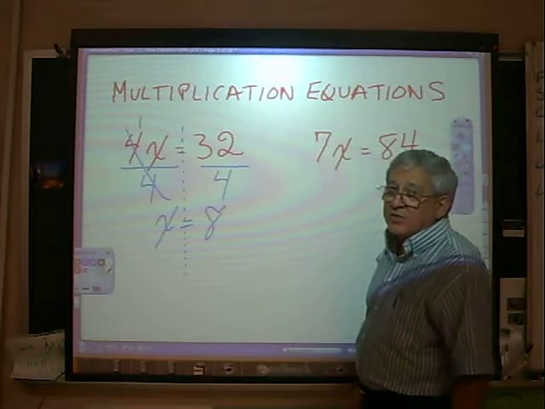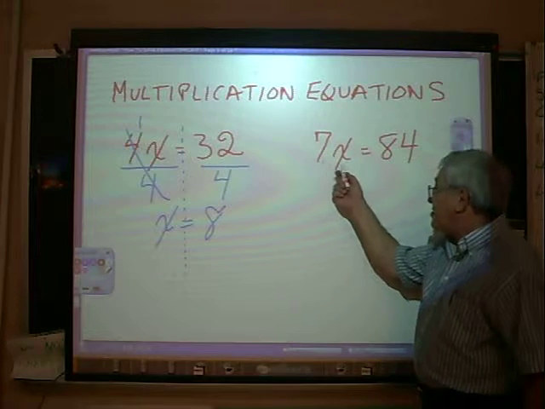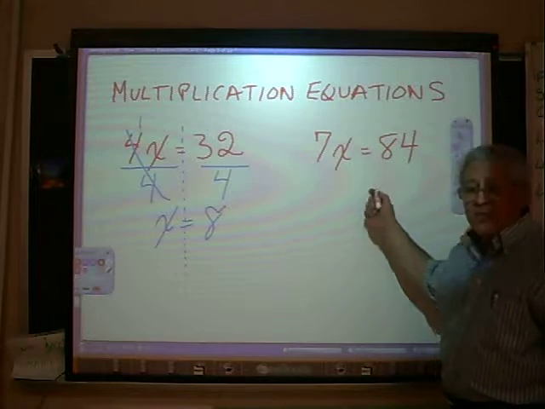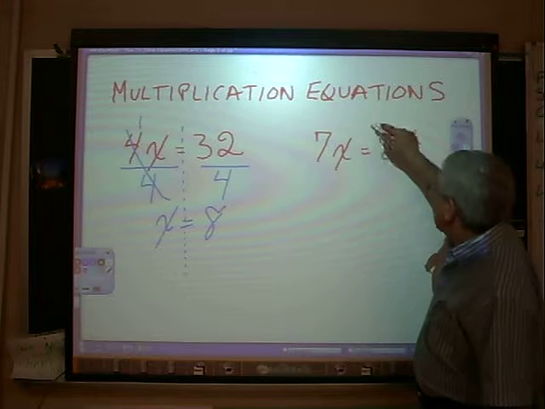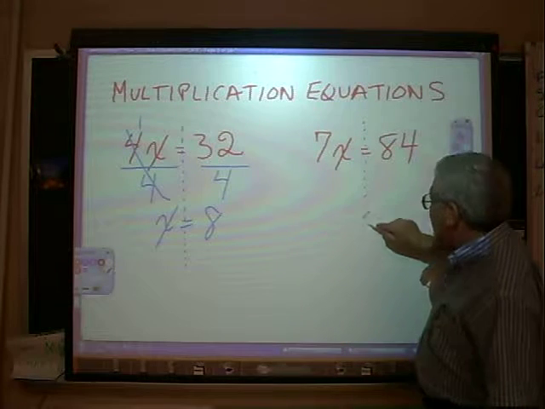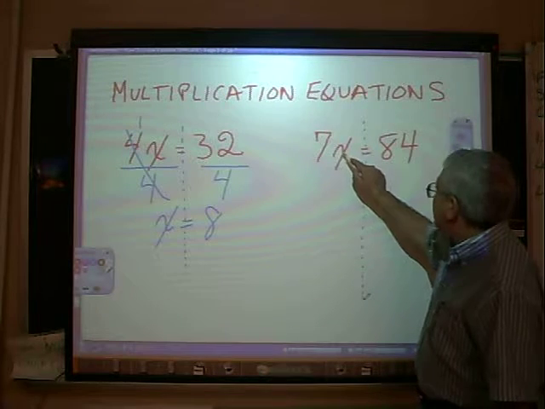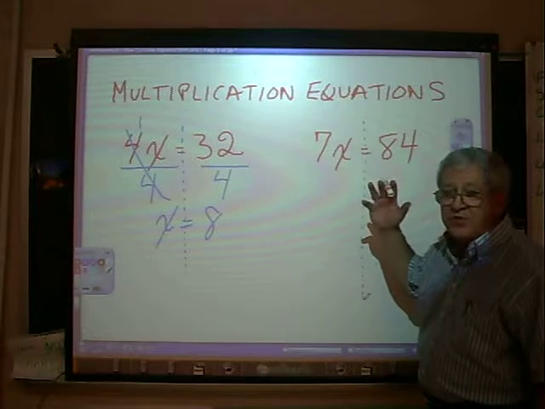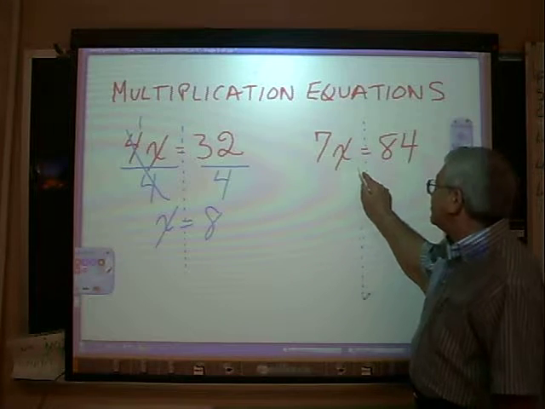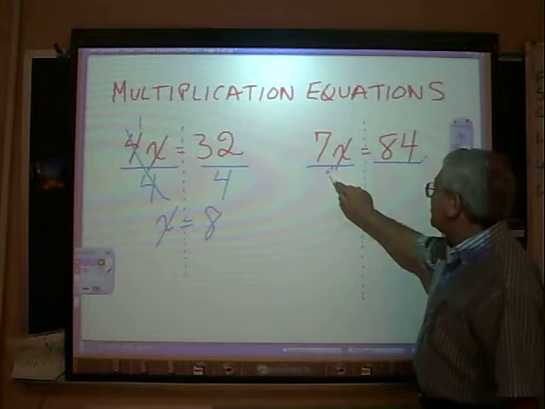Here's another typical multiplication equation. 7 times x is 84. Well, how do we do that? First of all, here's the stand that my balance scale is on. 7 times x is 84. I perform the opposite operation, which is division. I divide each side by 7.